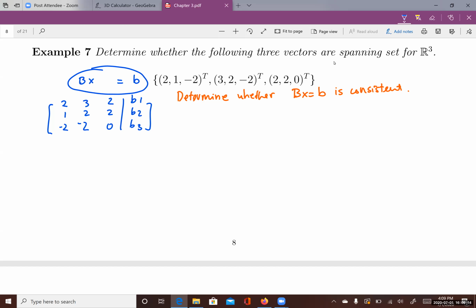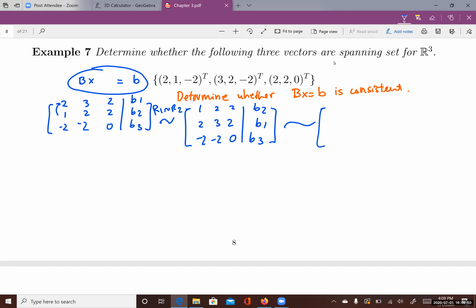We know that we just need to solve for it, right? We need to reduce it. So I reduce this matrix. It's going to give me 2, 3. Well, we want to swap the second row into the first row. 2, b2, 2, 3, 2, b1, negative 2, negative 2, 0, b3. Okay, my next step is, I just rearrange my rows.